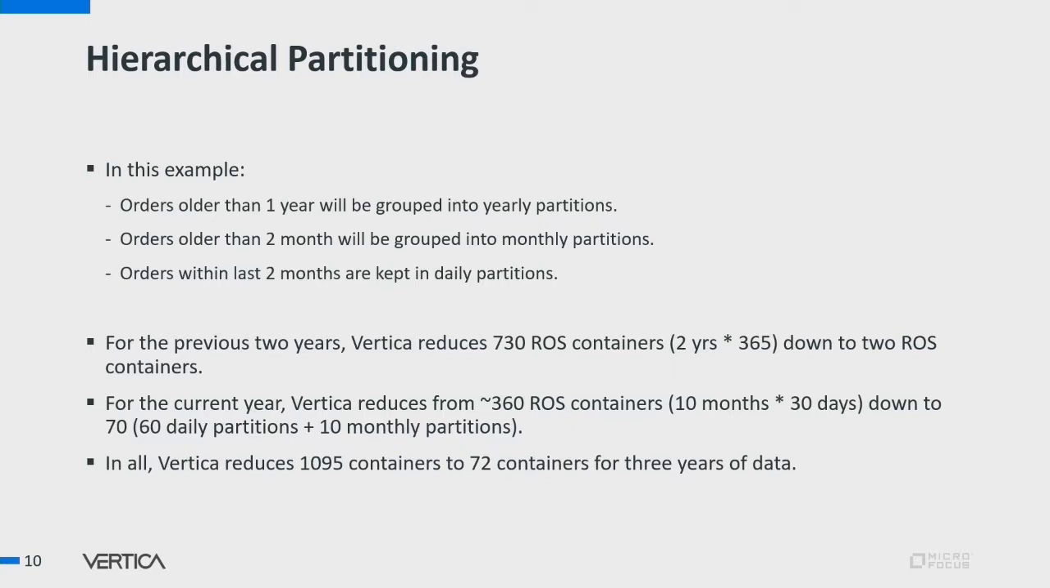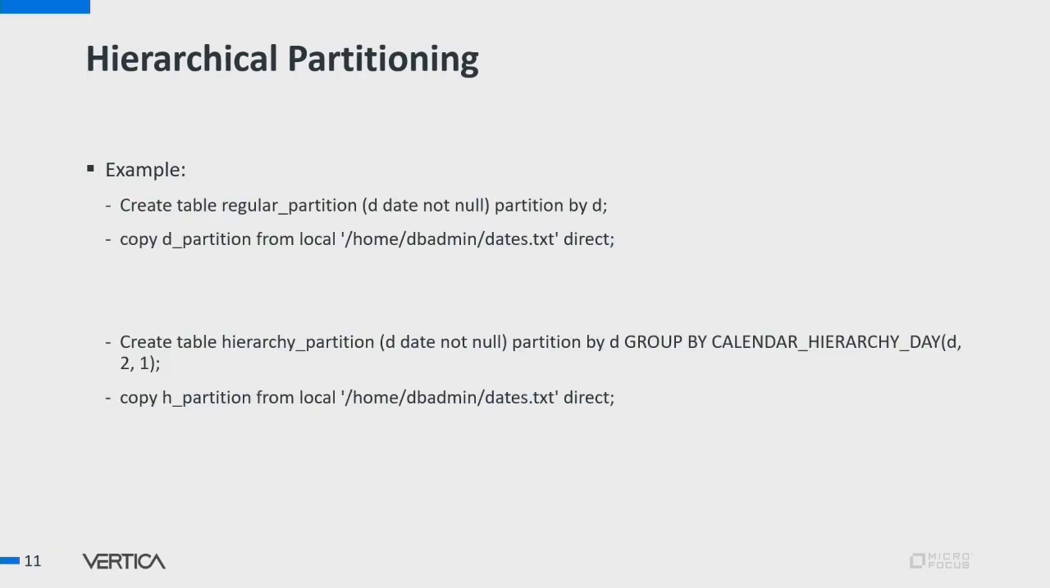So for the previous 2 years, Vertica can reduce 730 ROS containers to just 2 ROS containers. And for the current year, Vertica can reduce from 360 ROS containers to just 70 ROS containers. So in all, Vertica can reduce 1,095 containers down to 72 containers for 3 years of data. So let's take a look at some concrete example.